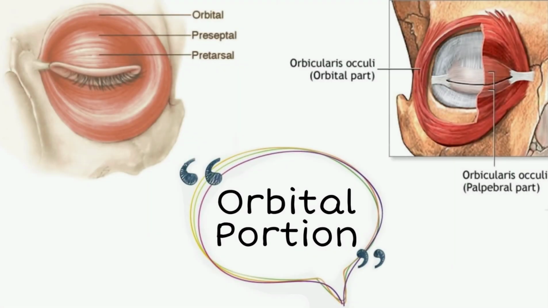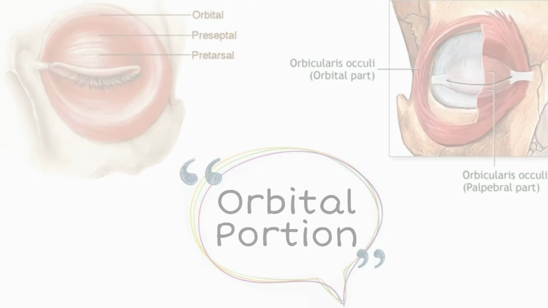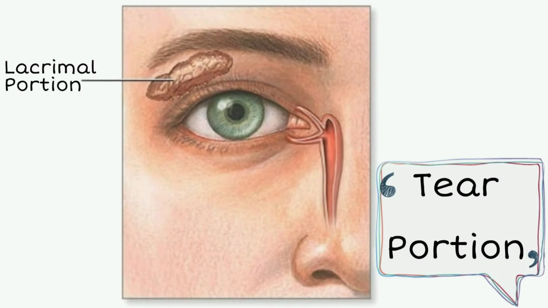The orbital portion, thicker than the anterior part and bright red. Its circular fibers surround the orbits that is inserted in the frontal process of the maxilla. The tear portion. This part stretches between the medial palpebral ligament and the posterior lacrimal crest.